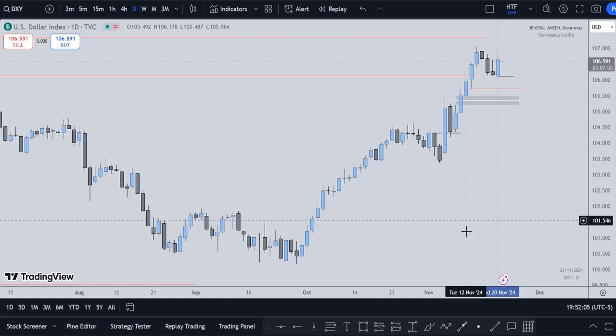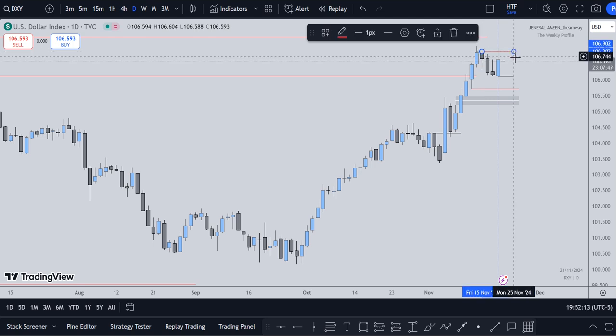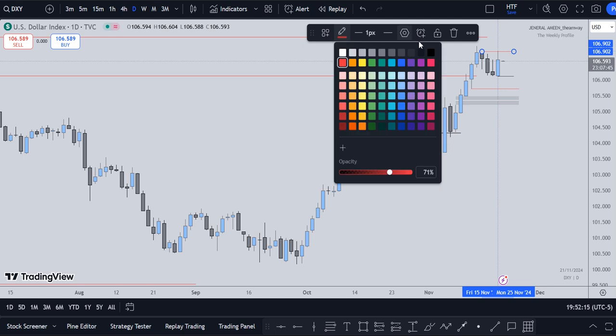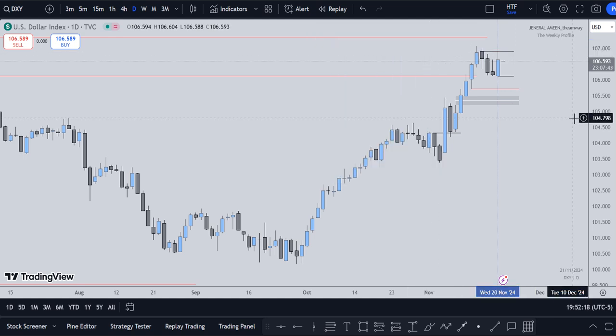But on the other side, if I see a close below this area, I would actually look for a continuation to the upside. So if I see a close above this, I'll change this one to black. If I see a close above this level, I would actually look for a continuation higher and then a continuation lower for cable and fiber.